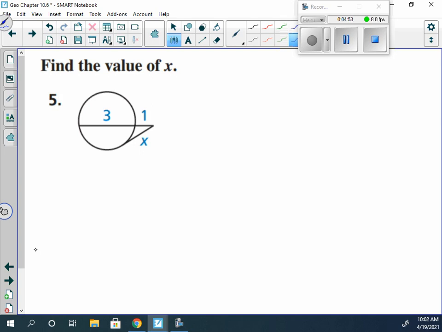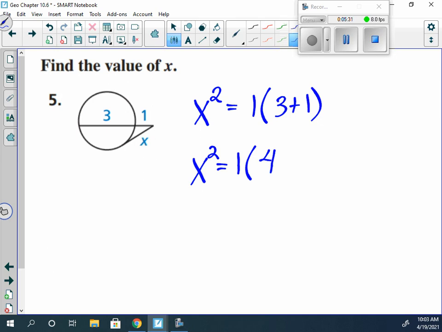Now we look at this one here. We do have a tangent and a secant. And the length of the tangent squared, so x squared, is equal to what? It'd be 1 times 3 plus 1, because we want exterior times the whole length. The exterior in this case is 1, and the whole length would be 3 plus 1. Well, 3 plus 1 is? Well, 1 times 4 is?